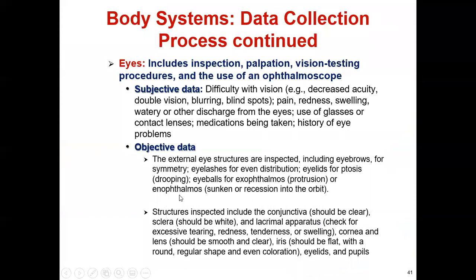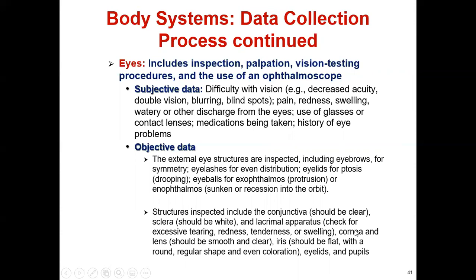So sometimes structures inspected include the conjunctiva. If the conjunctiva is infected, the patient develops conjunctivitis. Sclera should be white. If sclera is yellowish, the patient has a liver problem. Lacrimal apparatus, we would check for excessive tearing, redness, tenderness, or swelling.